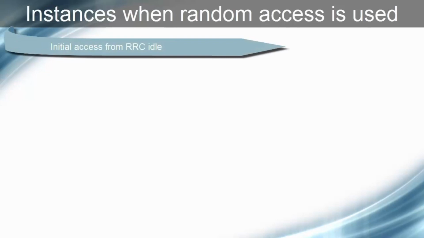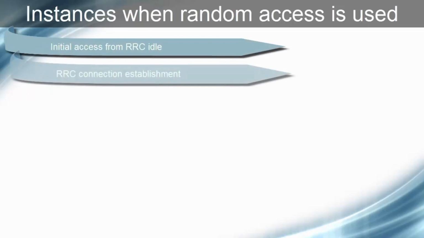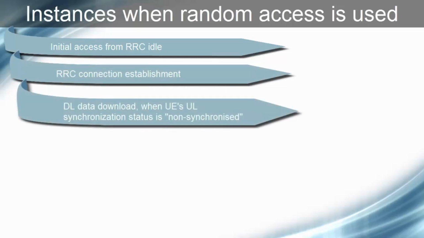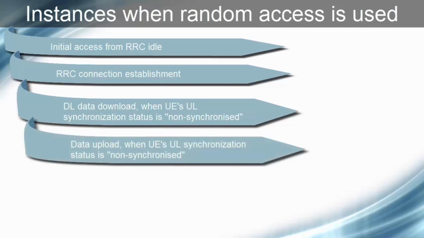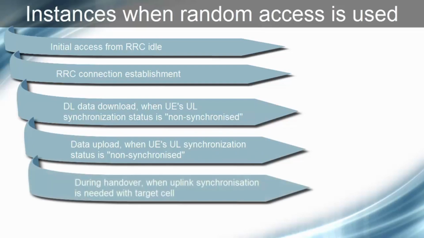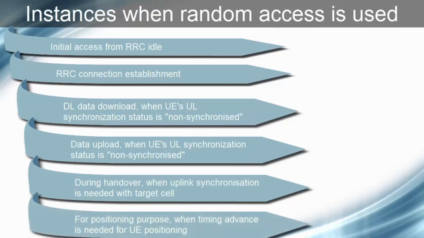initial access from RRC idle, RRC connection establishment procedure, downlink data download when the UE's uplink synchronization status is non-synchronized, data upload when the UE's uplink synchronization status is non-synchronized, during handover when uplink synchronization is needed with the target cell, and for positioning purpose when timing advance is needed for the UE's positioning.